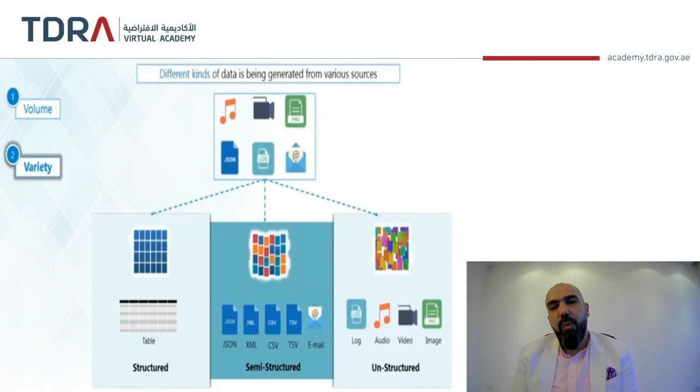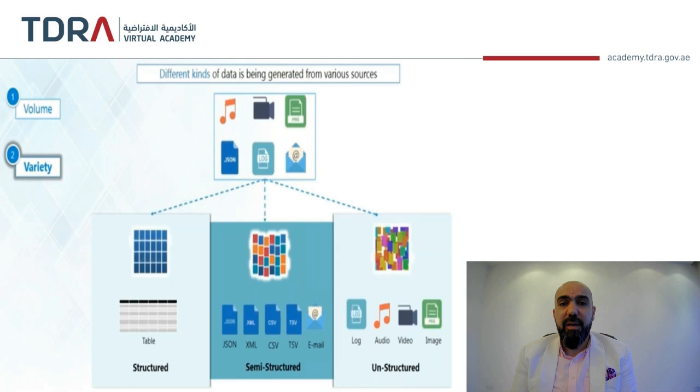Like what? We have semi-structured data, like JSON files, XML feed files, CSV files, and emails. Your email is considered semi-structured because it combines text, files, the email body, and many things. So they are categorized as semi-structured.